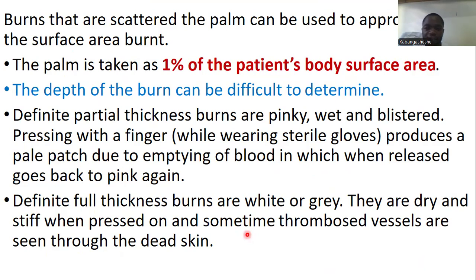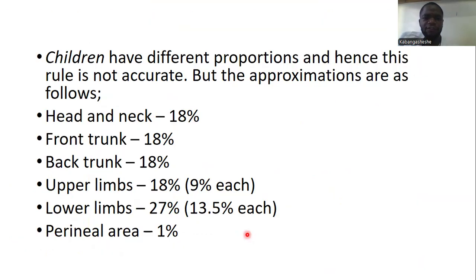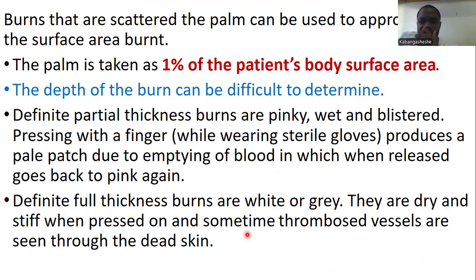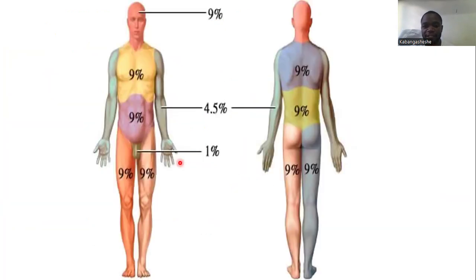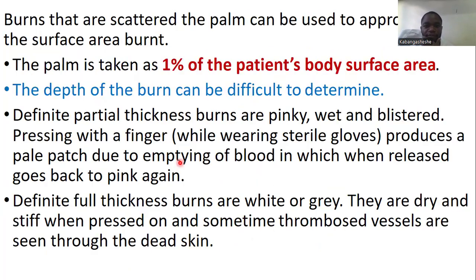Now, body surface area is important when you want to calculate fluids now. Okay, now in an event that the burn surface areas are scattered, we use a palm. So the palm accounts for 1% of your body surface area. So you can use that to approximate and come up with the total burn surface area, not body surface area, but total burn surface area. That is important in calculation of fluid that you're going to administer in the first 24 hours post burns.